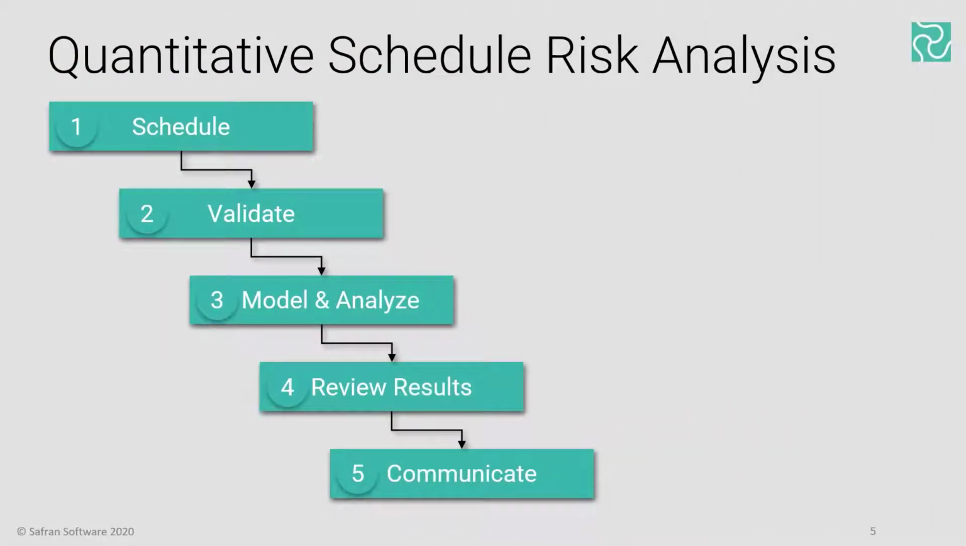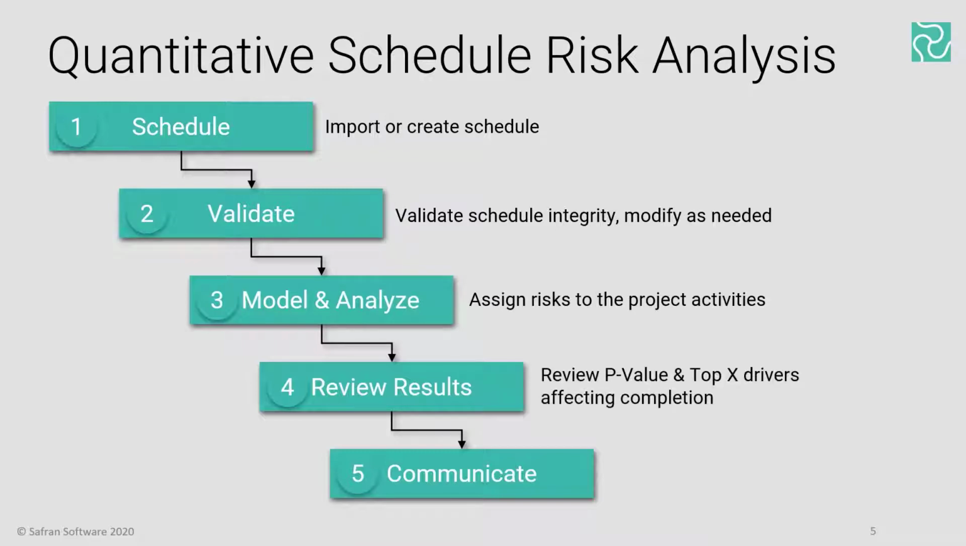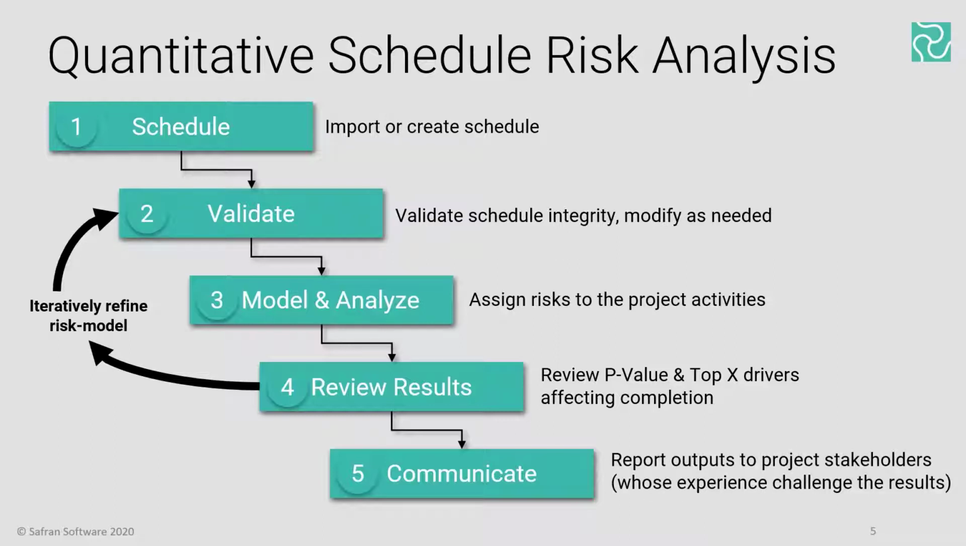So if you've ever run quantitative schedule risk analysis before, this process will be familiar to you. We start with importing or creating the schedule, validating for integrity, modelling the risks and uncertainties, reviewing the results against a particular confidence value and maybe looking at the drivers against certain milestones. But as you spot issues within the model, you run through steps 2, 3, 4 again, iteratively refining the model until you're in a position to finally communicate it to the project stakeholders, who then use their experience to challenge your outputs and results.